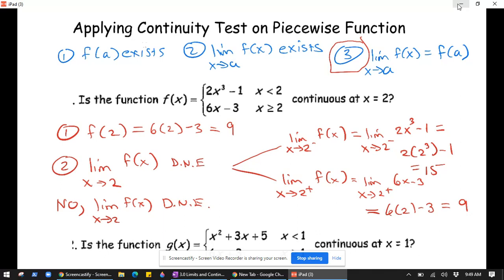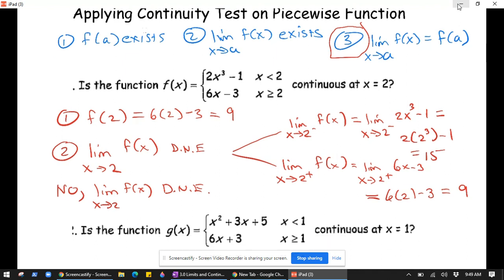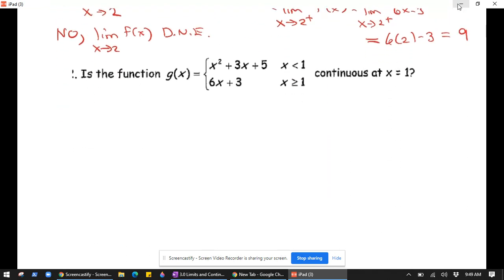Okay, for the function to be continuous, all three aspects of that test above have to pan out, and it didn't. Let's try it on this example. So we test first that g of 1 exists. So what is g of 1? According to this function, it's 6 times 1 plus 3, because g of x is defined to be 6x plus 3 for x greater than or equal to 1. So this is 6 times 1 plus 3, which is 9.